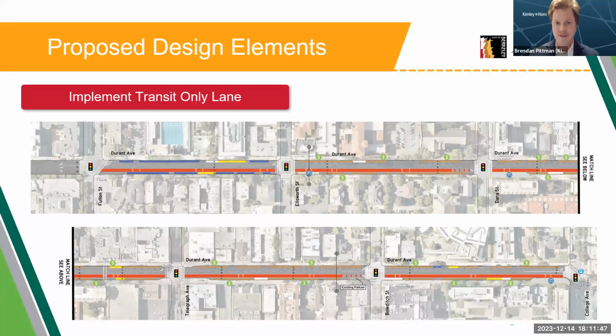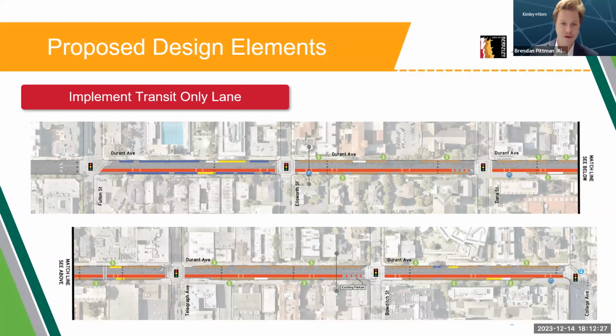The first design element is to implement a transit-only lane along Durant Avenue between Fulton Street and College Avenue. This will be accomplished by converting the southmost vehicle lane from a general purpose lane to a fully red transit lane. This conversion is sometimes called a road diet, as general purpose vehicle lanes are repurposed for other roadway uses, in this case, for a transit lane. Transit lanes, also known as a bus lane or preferential lane, will allow AC Transit buses to bypass traffic and improve transit time reliability for riders.